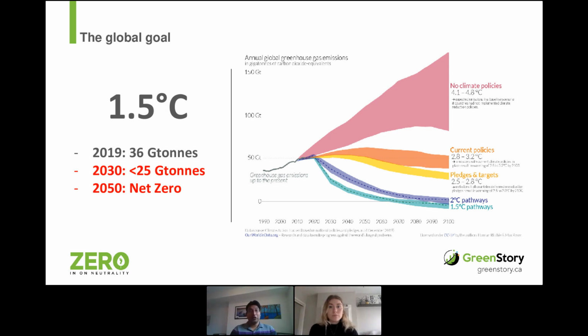However, with the current pace of carbon emissions and climate policies in place, the emissions are set to rise above 50 gigatons by 2030. What that means is that the increase in temperature would be more than 3 degrees by 2100, leading to major climate crises. So obviously that's not good. What can be done about this?